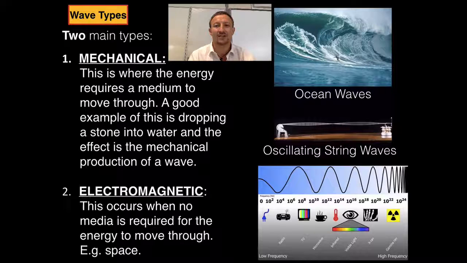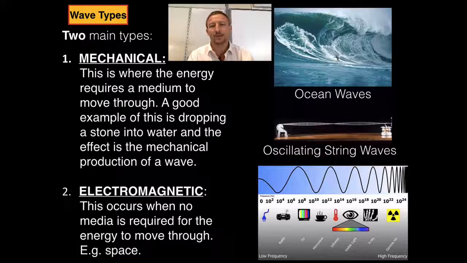Now on the right hand side there you can see a little diagram of the various types of electromagnetic waves. We've got, going right from radio waves all the way through to gamma rays. Notice that at 10 to the 16, we've got the visible white light spectrum. Now we've already explored light, but light is an electromagnetic wave because it doesn't have to pass through any specific medium.